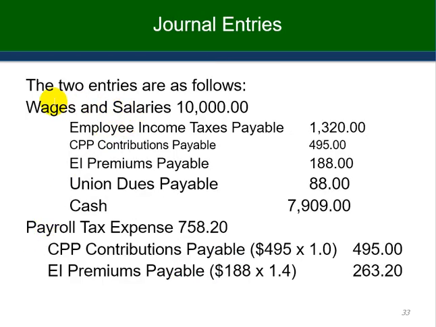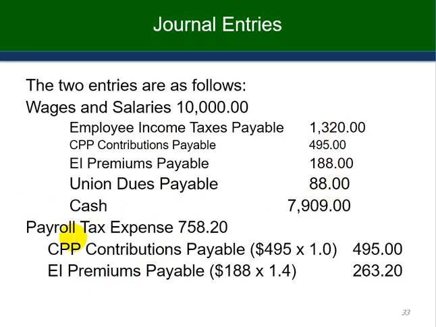The first entry records wages and salaries of $10,000. That's the total amount. And then it allocates the obligations. We're going to pay cash of $79.09 to our employee. We're going to pay $88 of union dues to the union on behalf of the employee. We're going to pay $188, $495, and $1,320 all to the government because all of these payroll deduction obligations are collected on their behalf. So those are the employee portion. So that's what we're paying on behalf of the employee.